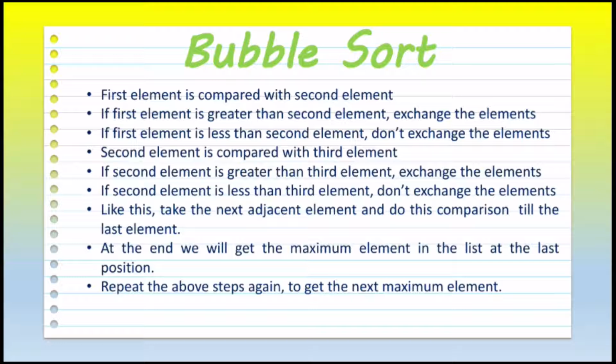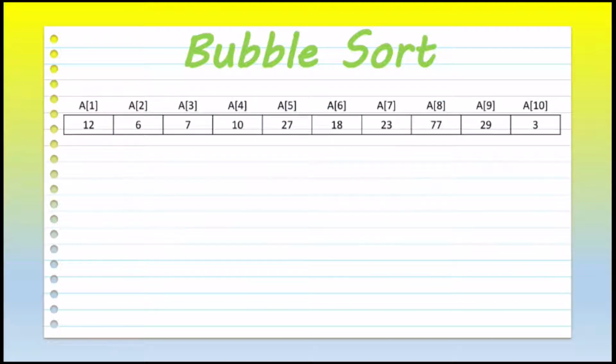To understand this concept easily, we will take one example and see how bubble sort can be implemented on an unsorted list. Suppose this is the given list of elements in unsorted order: 12, 6, 7, 10, 27, 18, 23, 77, 29 and 3. By applying the bubble sort technique, we can sort these elements.